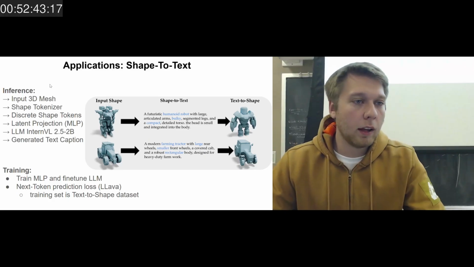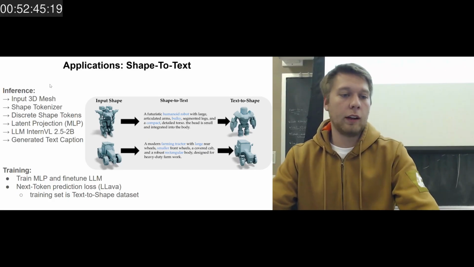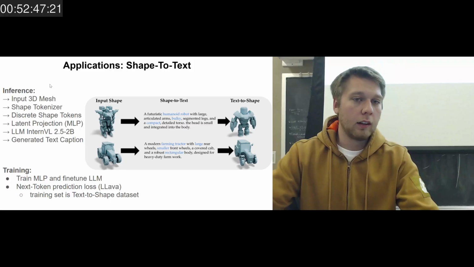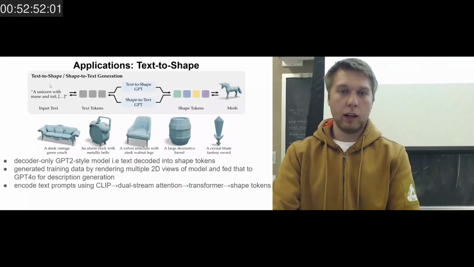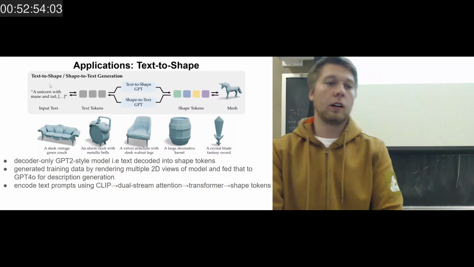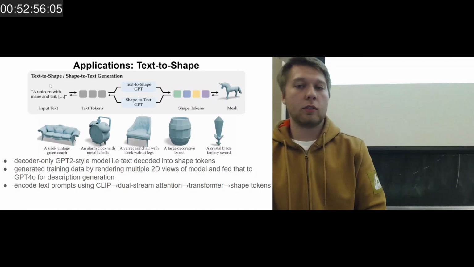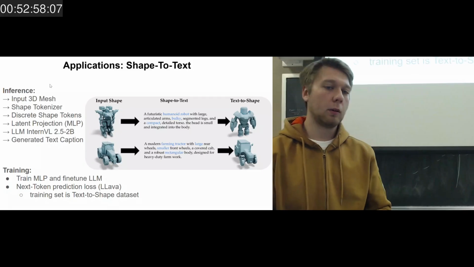And now from that 3D mesh, you've now generated a text caption. The training, like I said, is the same data set as the previous one. It's just in reverse now. Instead of giving it descriptions and asking for meshes, just do the other way around.